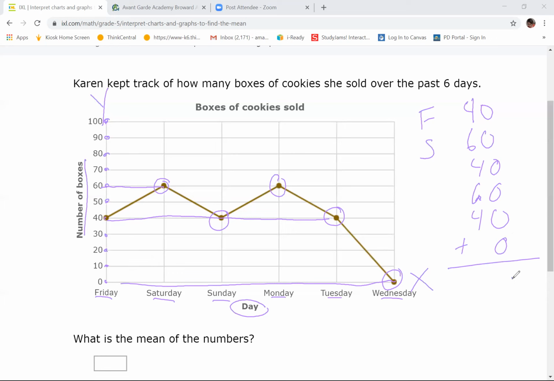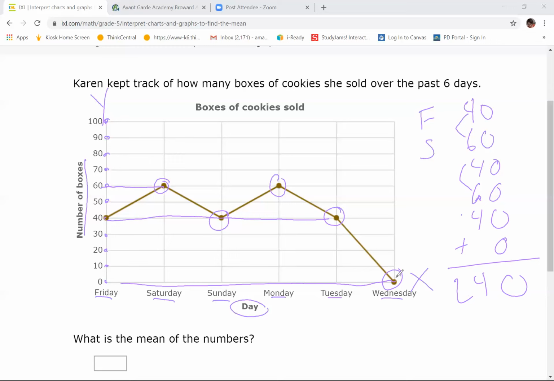0, 0, 0, 0, 0, 0, 0. And now let's add our tens place. 4 plus 6 is 10. Ooh, 4 plus 6 is 10 again. That's 20. Plus 4 is 24. 240. So here's a question I can ask. How many boxes of cookies were sold in all? 240 in all. But we want to know about how many were sold each day.